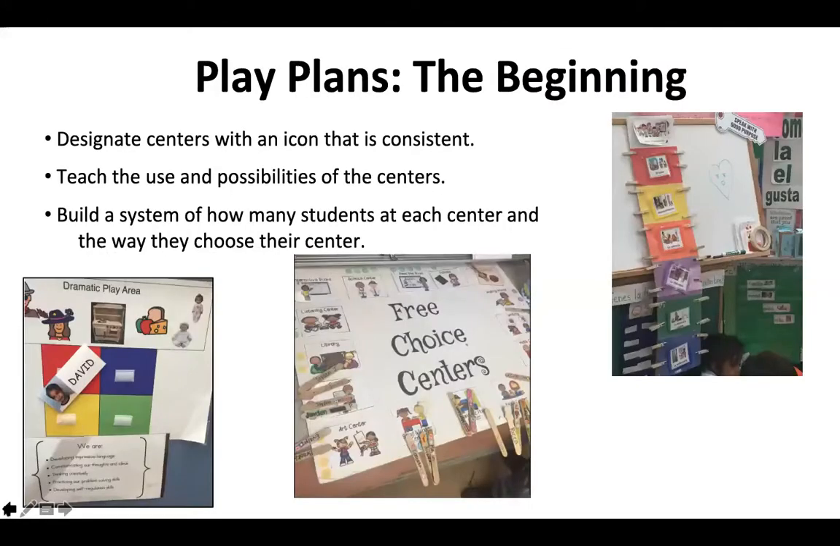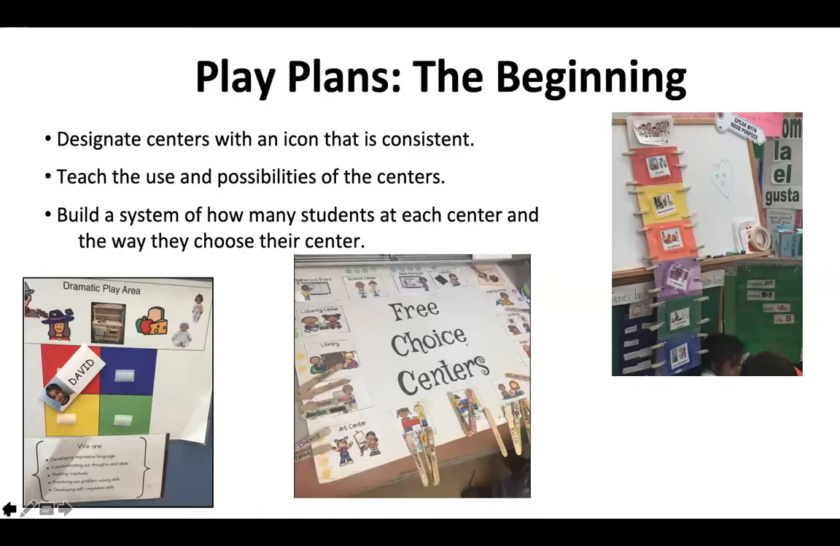Okay. The beginning of play plans. Choice play is a certain time of day. Every center needs to have an icon that's consistent. And you have to do all the beginning and hard work in the beginning, teaching how to use each center and building a system of how many students are at each center and the way they choose.